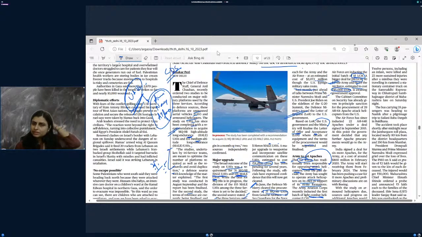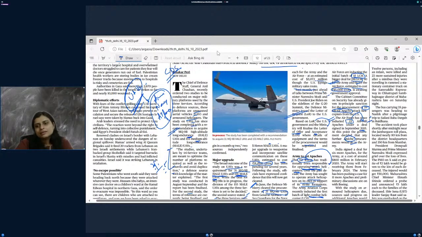So the Cabinet Committee on Security has already given in principle sanctions for the procurement of 39 AH-64 Apache helicopters. The Air Force has since inducted 22 Apache helicopters, and this was a deal that was signed back in 2015. At this point, what is the government deciding? So the government is further deciding on the procurement of more Apache helicopters. We already have 22, signed back in 2015, and the government is still moving towards procurement of another batch of Apache helicopters.